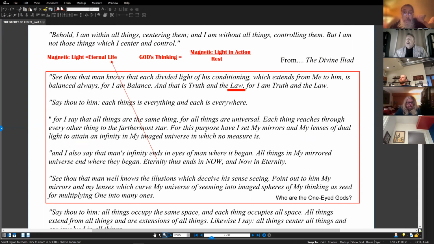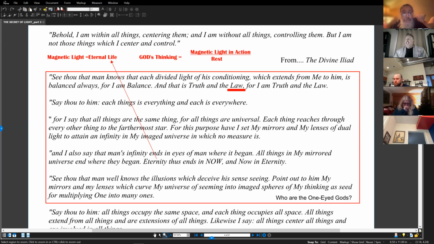"See thou that man knows that each divided light of his conditioning, which extends from me," and again, when we see "me," it's not Walter, this is Source or God or whatever you see as divine, "from me to him, is balanced always, for I am balance, and that is truth and the law, for I am truth and the law." That's interesting. He is truth and the law.